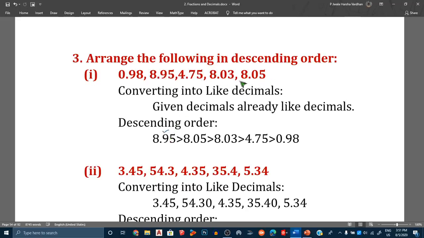Next, while you are comparing these two, up to the 1/10th part, these two are equal. Now you can compare the 1/100th part. Here this is the greater one, 5 is greater than 3. You can write this one. Next you write the 8.0.